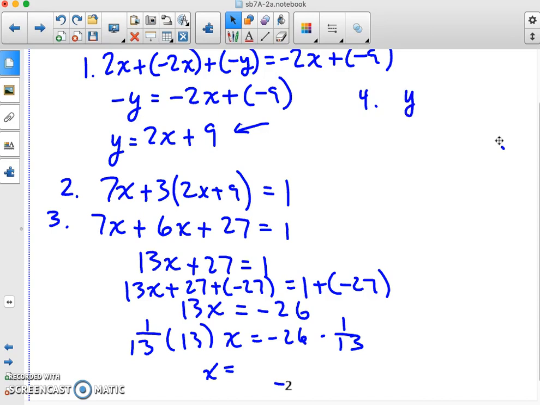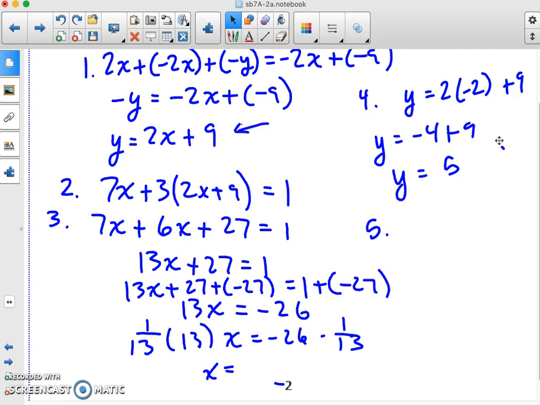So y equals 2 times negative 2 plus 9. y equals negative 4 plus 9. y is going to equal 5. And then step number 5 here is going in and writing your x and your y as a solution set of ordered pairs. So again, solution set, open parentheses, negative 2 is my x, 5 is my y, close parentheses. Okay. All right, so we're going to do the next one together.